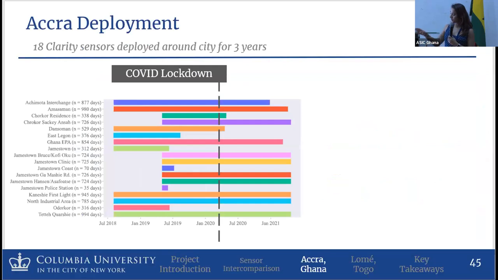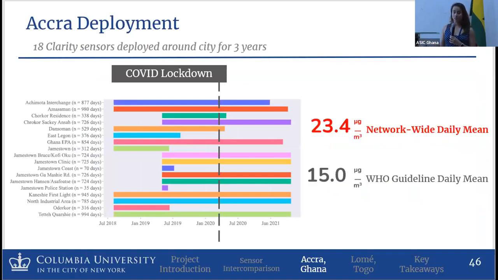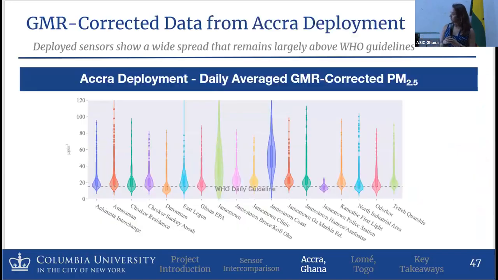So we monitored them for about 3 years. That's 16 sensors that were deployed. And then we found that the network-wide daily mean was 23.4 micrograms per meter cubed, which is much higher than the WHO's guideline for air quality. This plot is a number of violin plots showing the comparison of the sensors to the WHO daily guideline, which is this dotted line on the bottom. Again, we see that there's a fair amount of distribution, and each of these sites is a site in Accra that you might be familiar with.